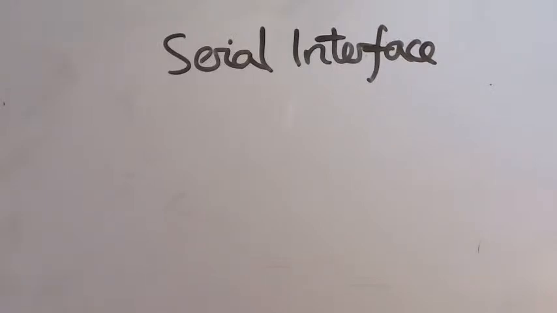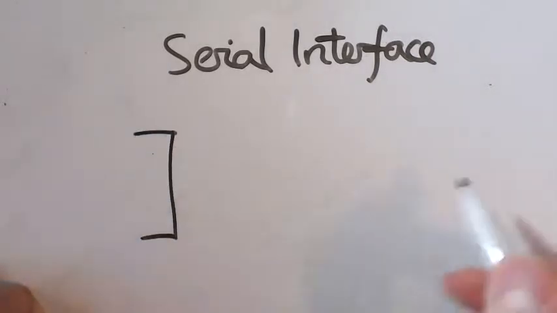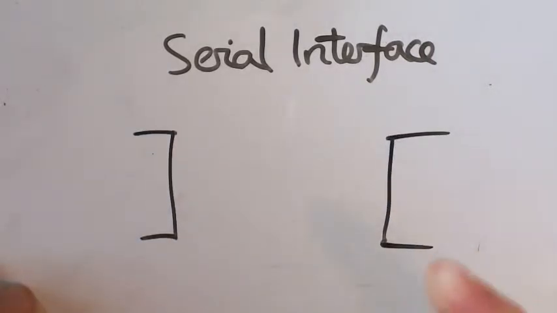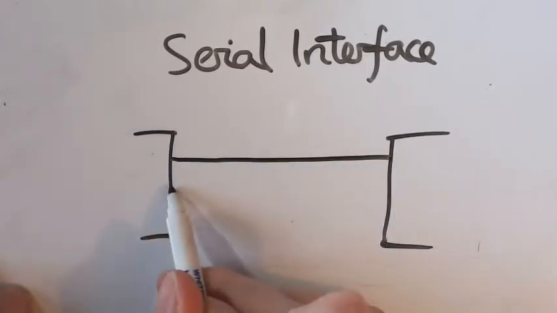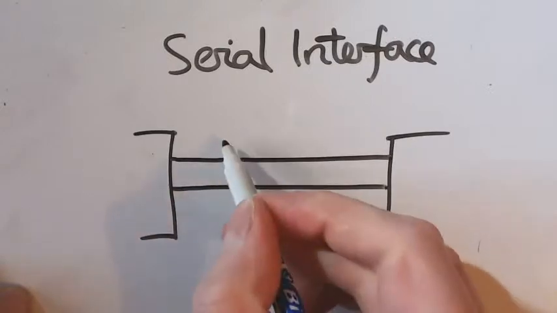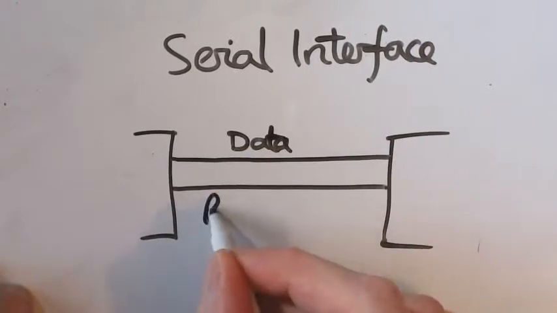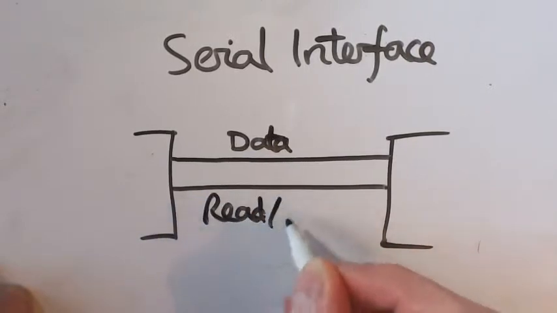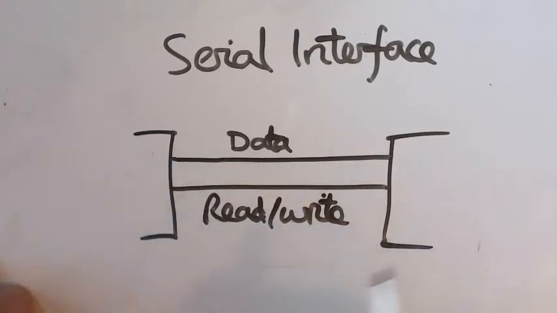Now we're going to look at serial and parallel interfaces. So imagine you've got two devices, one device here and another device, and they're having to transmit data to each other. Now in a serial interface, we've got just two lines. One line's for data, and the other one's read, write. So you've got a data line in which the data will go from one device to another, and this is just to say whether it's reading data or if it's writing data.